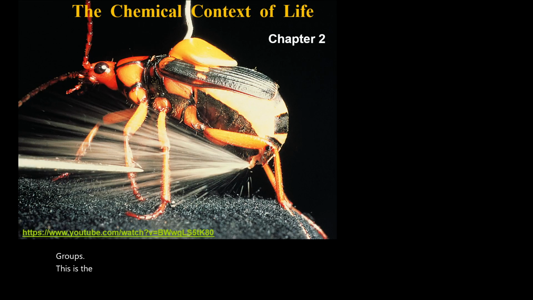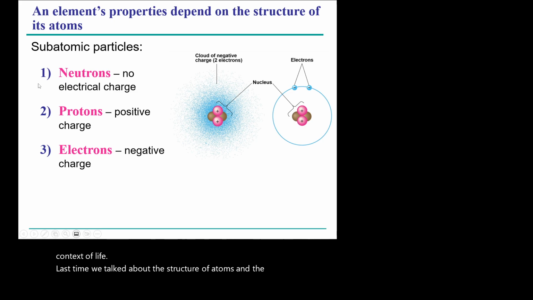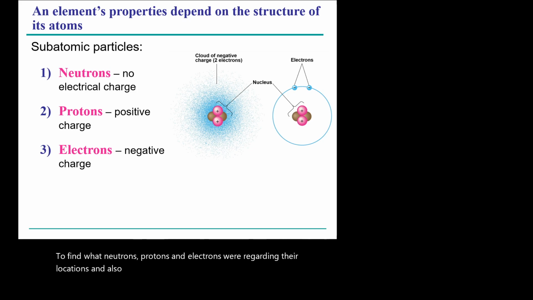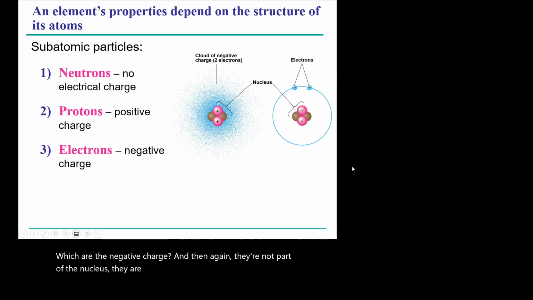This is the second part of the Chapter 2 lesson on the chemical context of life. Last time we talked about the structure of atoms and defined what neutrons, protons, and electrons were regarding their locations and also their charge. We focused mostly on protons and neutrons, and today we're going to look at the electrons, which are the negative charge. And again, they're not part of the nucleus. They are around the nucleus and can be represented as a cloud.